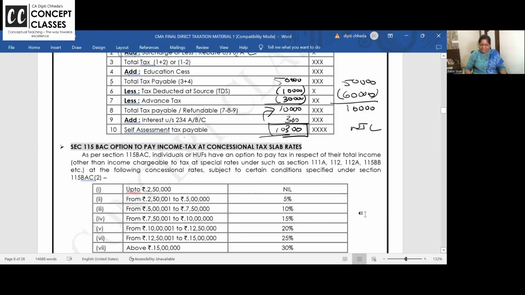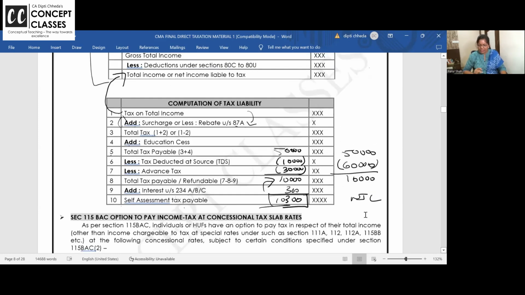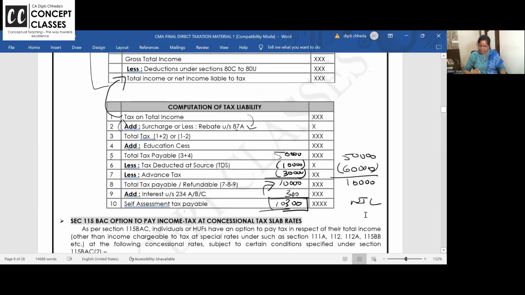See, you all were super excited to learn, no? 115BAC, I'll take separately. Yeah, please ask. Pucho. Kya doubt hai? What is the rate of interest, ma'am?